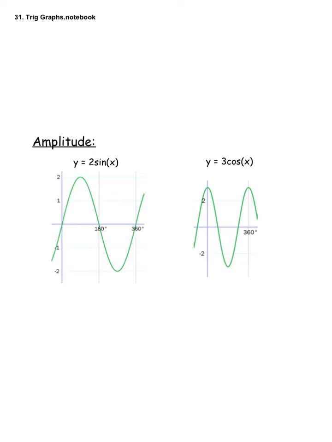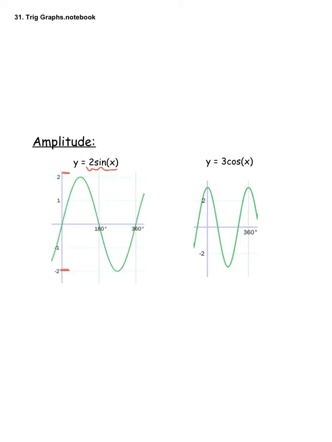Okay, so now we're going to talk about some of the things that can affect these graphs. The first thing we're going to look at is amplitude. Basically, what the amplitude does is it stretches out a graph vertically. So instead of going up to 1 and down to -1, this graph of y equals 2 sine x goes up to 2 and down to -2 at its maximum and minimum values. So putting a 2 in front of our sine x value stretches it by a factor of 2.